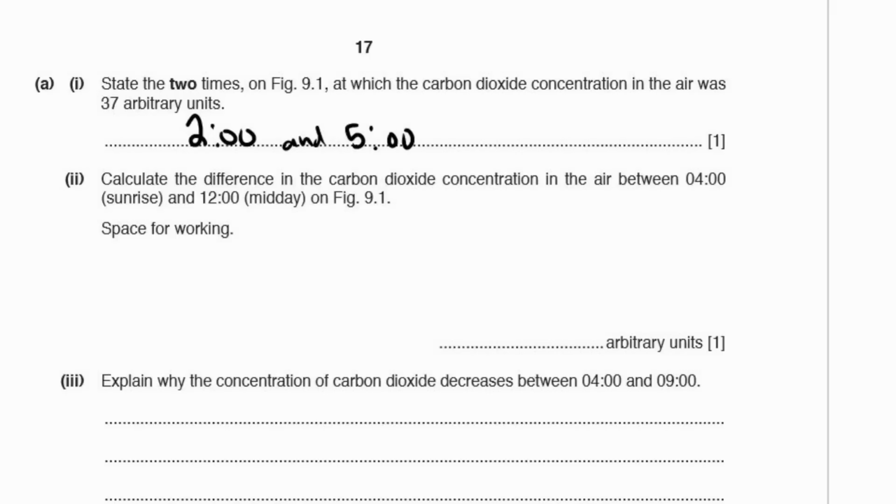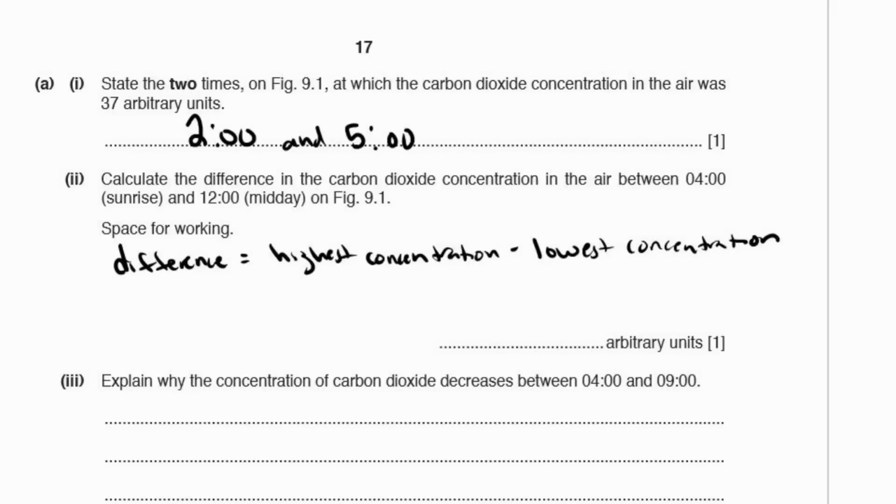A2. Calculate the difference in the carbon dioxide concentration in the air between 4 o'clock sunrise and 12 o'clock midday on figure 9.1. Okay, so we have our difference, which is basically the highest concentration minus the lowest concentration.